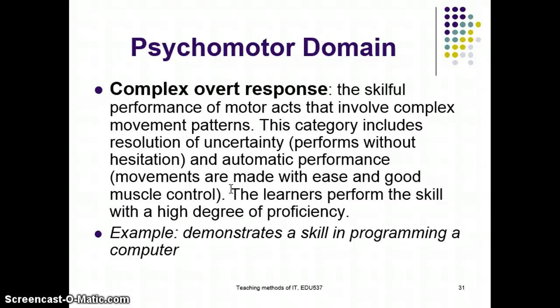Okay, the next point is complex overt response. The skillful performance of a motor act that involves complex movement patterns. This category includes resolution of uncertainty, performs without hesitation, and automatic performance. Movements are made with ease and good muscle control. The learners perform the skill with a high degree of proficiency, for example, demonstrating a skill in programming a computer. I think this quite speaks for itself.